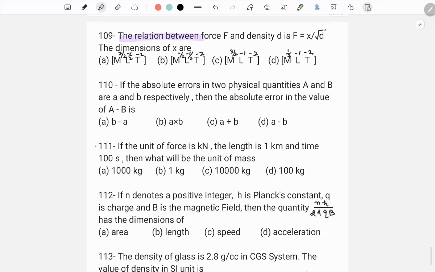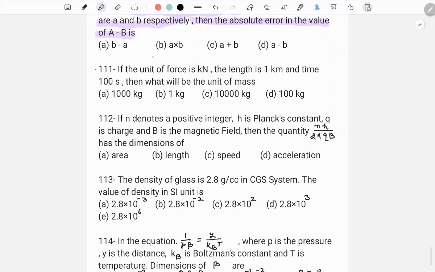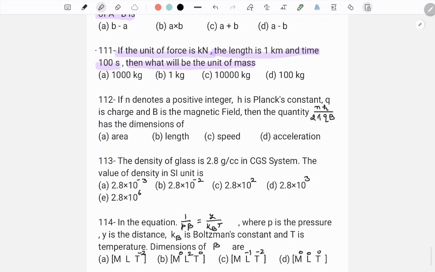109, the relation between force F and density D is F is equal to x upon root D. The dimensions of x are. Next, if the absolute errors in the two physical quantities A and B are a and b respectively, then the absolute error in the value of A minus B is. Next, if the unit of force is kilonewton, the length is 1 kilometer, time is 100 seconds, then what will be the unit of mass?